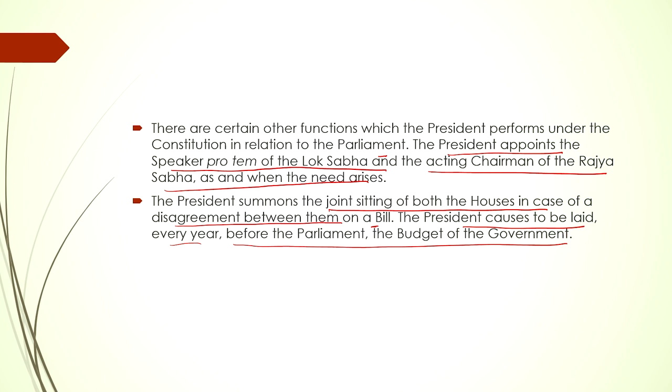So, the president also has immense power, not only to appoint the speaker pro tem of the Lok Sabha and the acting chairman of the Rajya Sabha, but also to summon both the houses for a joint meeting and joint sitting in case there is any disagreement between the two houses on a particular bill. In addition, the president causes to be laid every year before the parliament the budget of the government.